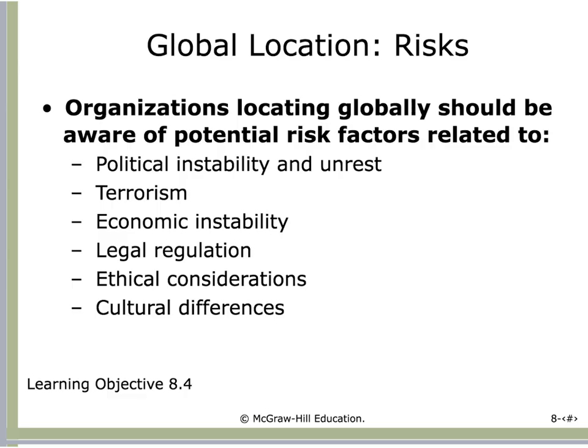Economic instability, legal regulation, ethical considerations when you think about all the bribes you might have to pay, and cultural differences. A good example here in the US: if you tell employees to do something, the culture is you're supposed to go and do it right away. There's no delay, no let me think about it, no dragging my feet. You go and get it done. That's the expectation.